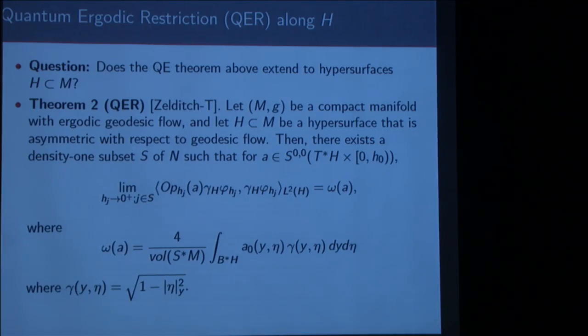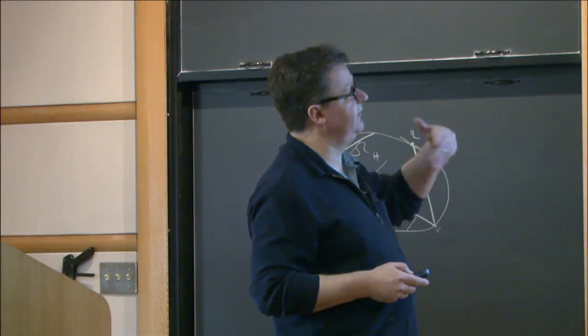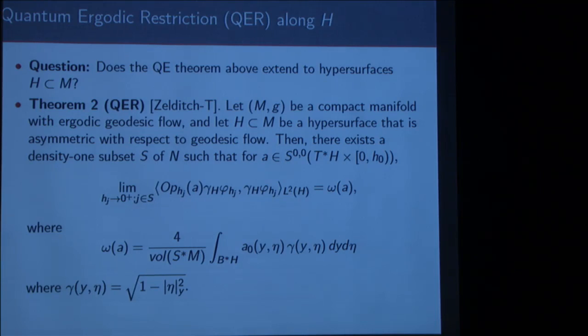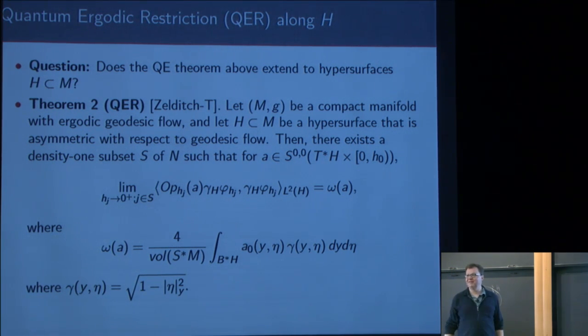But otherwise, again, you have a density 1 subset. So for most eigenfunctions, if you have ergodic geodesic flow, then they're equidistributed. So exactly the same thing holds at the level of restriction. So it's quite robust. Unfortunately, we don't know that this density 1 subset is the same as the density 1 subset in quantum ergodicity. We don't know how to prove this. It may not be, for all we know.